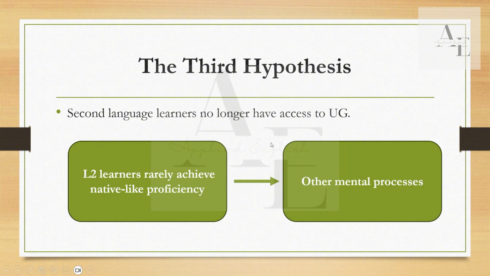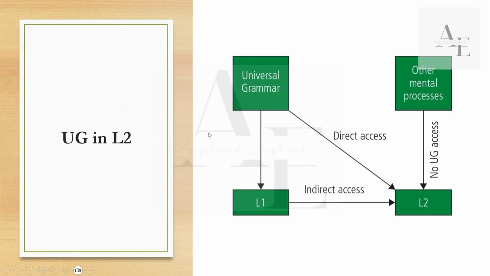There's a picture that may be easier or that explains what we talked about. The first hypothesis said that we have direct access to UG in our L2. The second hypothesis said that we must go through our L1 to access universal grammar. So L1 affects the access to universal grammar. And finally, there's no UG access. There are other mental processes that affect the L2 learning process.